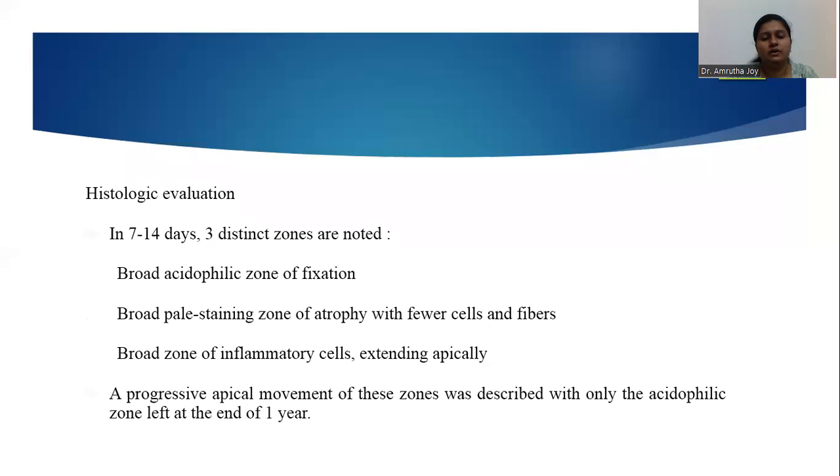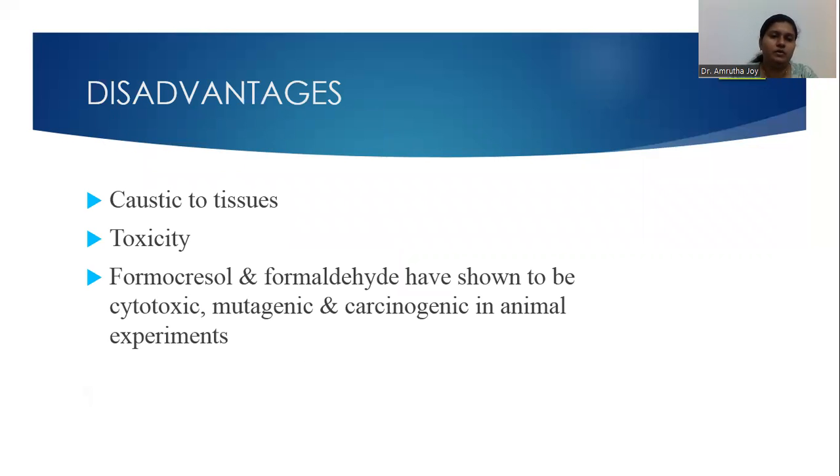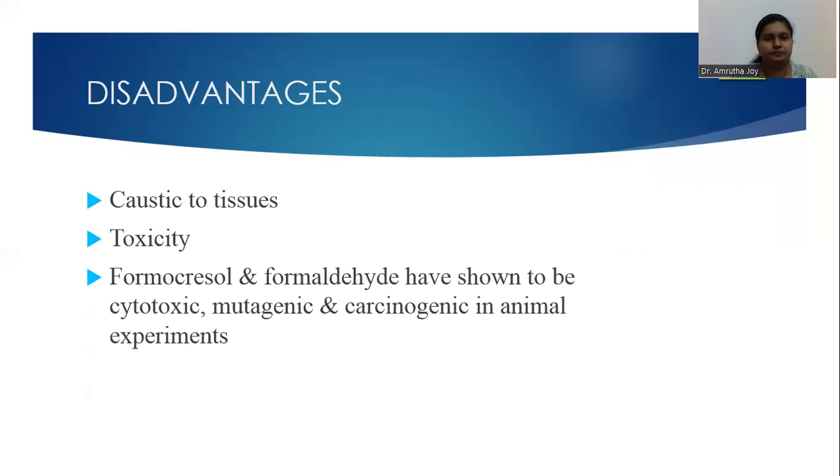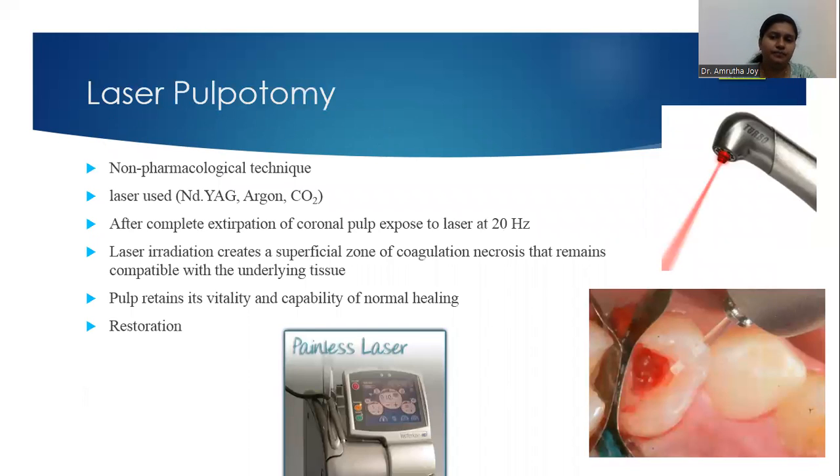Progressively, only the acidophilic zone of fixation is seen. The other 2 zones are replaced with normal tissue. Coming to the disadvantages of this formocresol pulpotomy, it is caustic to tissues and has high toxicity, and formocresol is shown to be cytotoxic, mutagenic and carcinogenic in animal experiments.